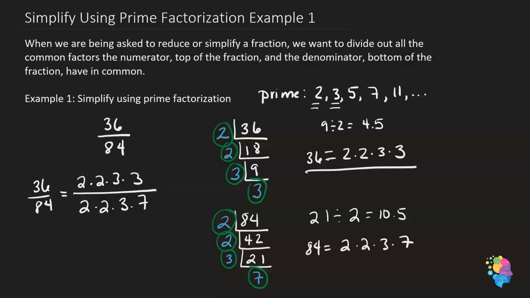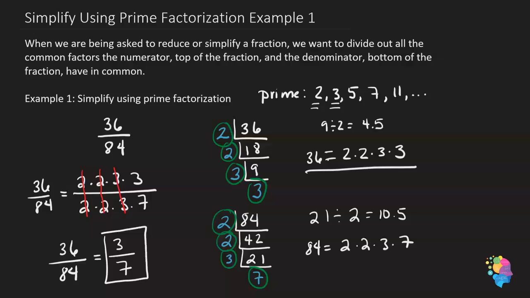And then we're going to see which of these prime numbers can be divided out. So in this case, this 2 with this 2, 3 with a 3, and all I have left will be that 3 over 7. So that means for us that 36 over 84 is going to equal 3 over 7. And this is a simplified form of 36 over 84.